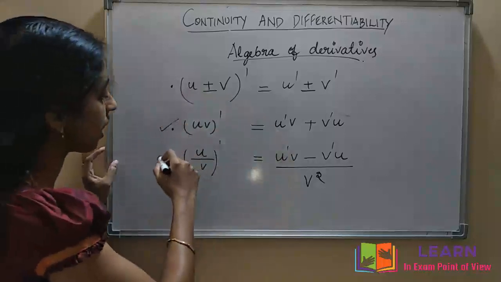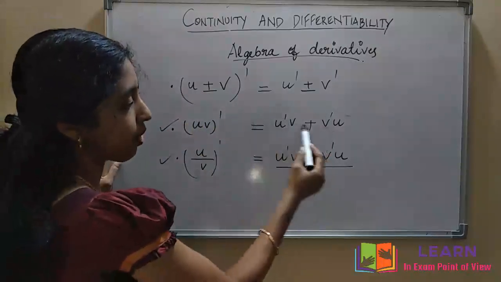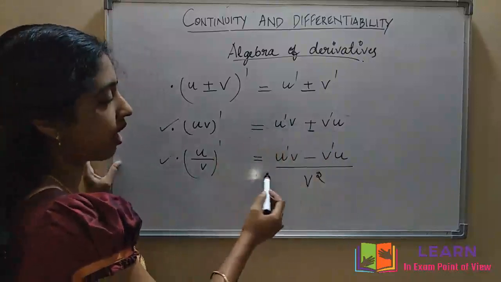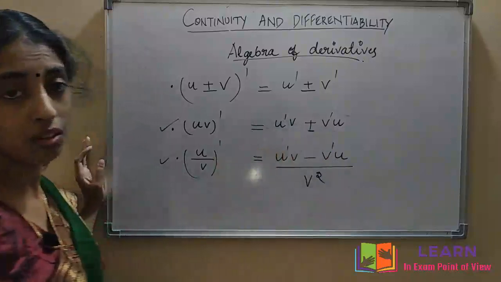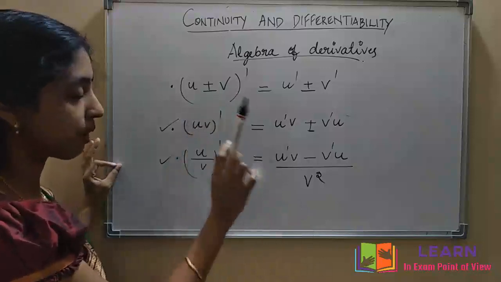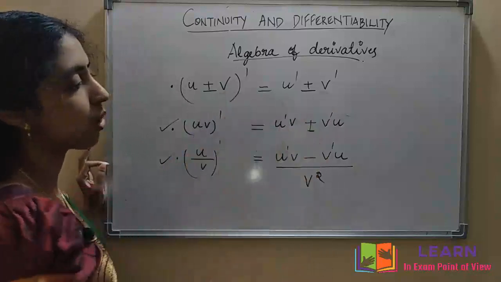Here the product rule and quotient rule are very important because it is a little confusing. In the product rule we have a plus sign. In the quotient rule we have a minus sign. Also there is a denominator in the quotient rule. In the product rule, first you find the derivative of u, then place v as such, plus then find the derivative of v, with u as such.